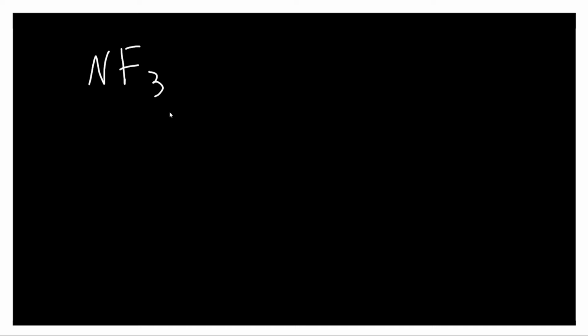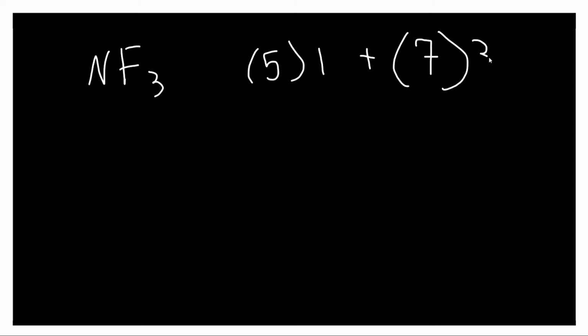Our second example is NF3. So again, you want to find the number of valence electrons that you have. Nitrogen is in group 5 if we skip over the metals, so we have 5 in parentheses times the number of nitrogen atoms that we have, which is 1. And now onto fluorine. We have 3 fluorine atoms, and fluorine is in group 7 if we skip over the metals, meaning that we have 7 valence electrons. And since we have 3 fluorines, we have to multiply it by 3. So it's going to be 5 times 1 plus 7 times 3, which is 5 plus 21, which is going to be 26.